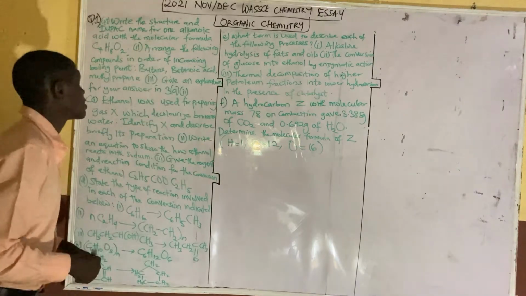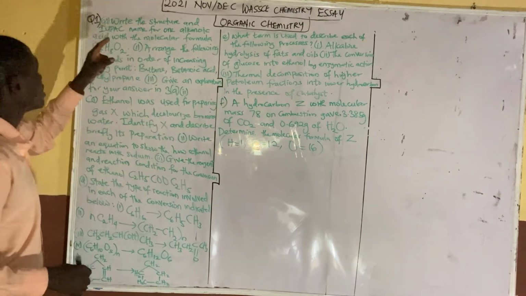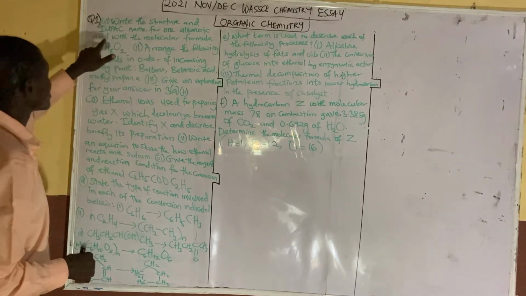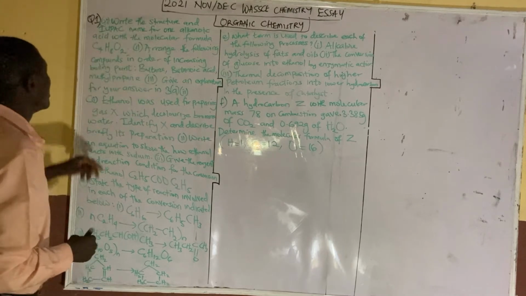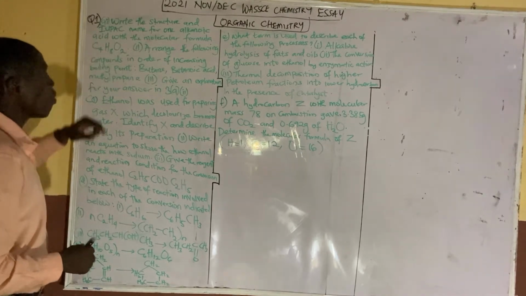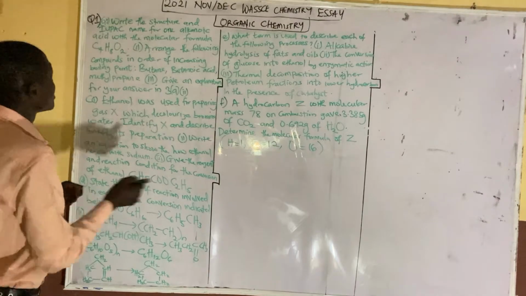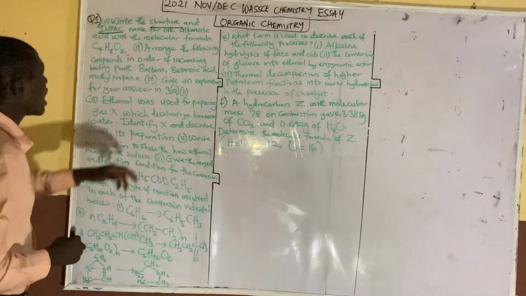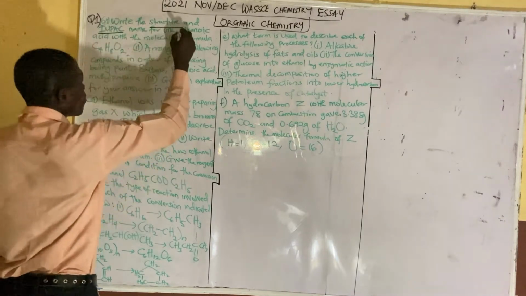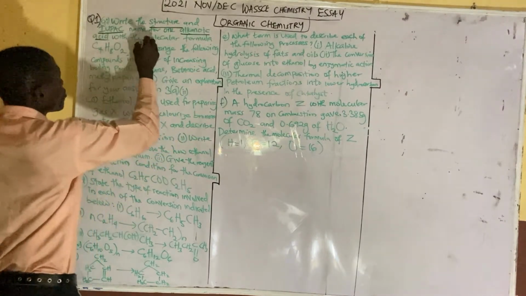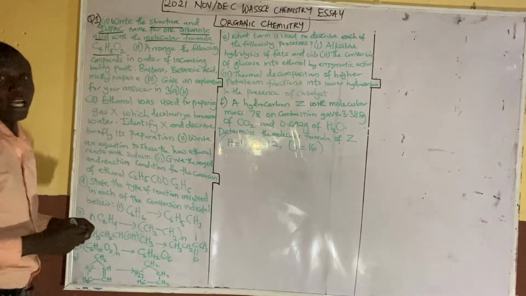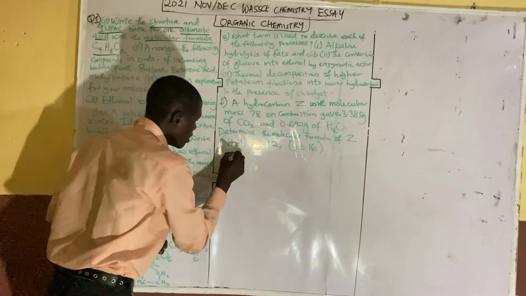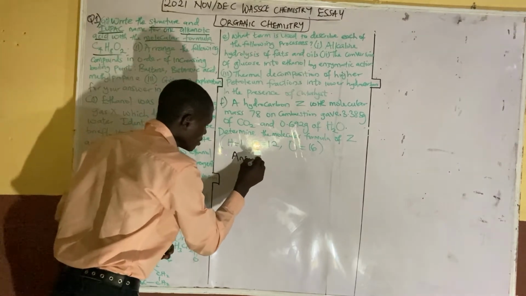The first question we are having here is: write the structure and the IUPAC name for one alkanoic acid with molecular formula C4H8O2. We are asked to write the structure and the IUPAC name for one alkanoic acid. Note the word alkanoic acid, with molecular formula C4H8O2.